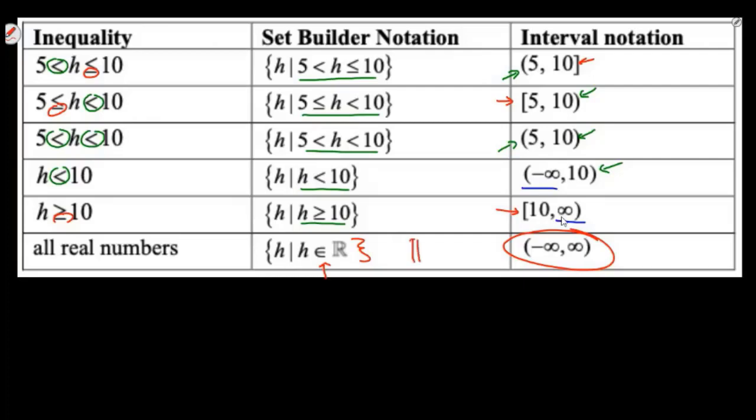I know some of you have seen this symbol before. What does that symbol mean? That means real numbers. Yeah, all real numbers. So this is saying that H is an element of the real numbers. That's the set. So again, they're describing the words in symbol form.